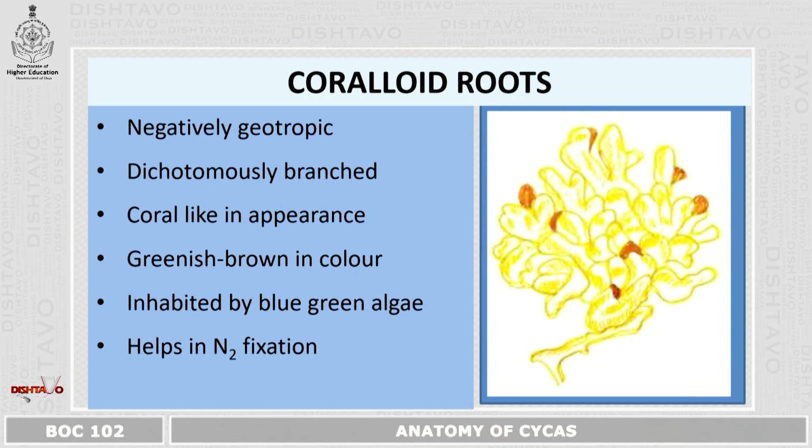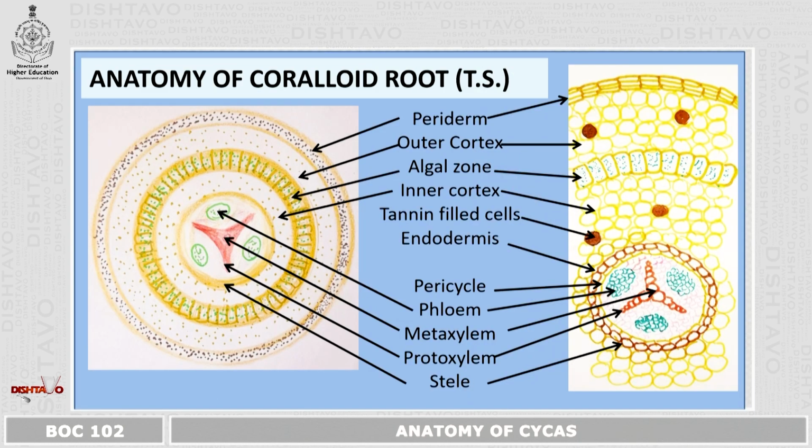Cycas coralloid roots are negatively geotropic, dichotomously branched, and are inhabited by blue-green algae, and they are coral-like in appearance. When we take the transverse section of this root of cycas, it appears circular in outline and shows three well-defined regions: periderm, cortex, and stele. Periderm is the outermost layer, made up of cork and cork cambium.